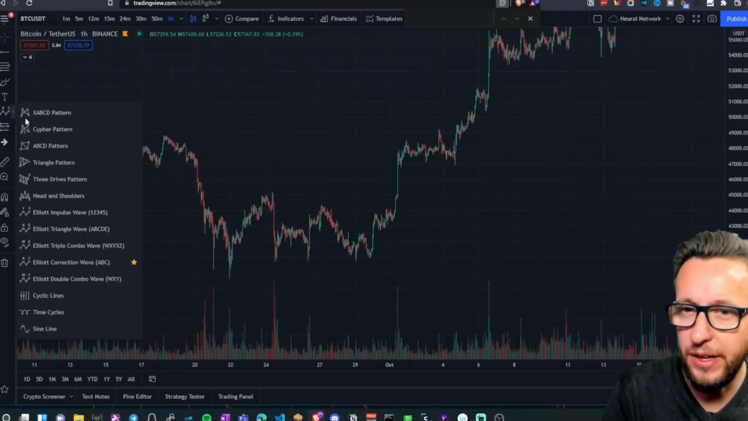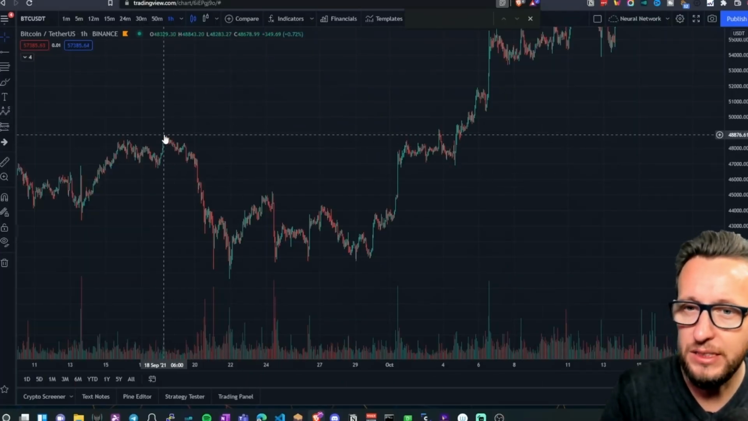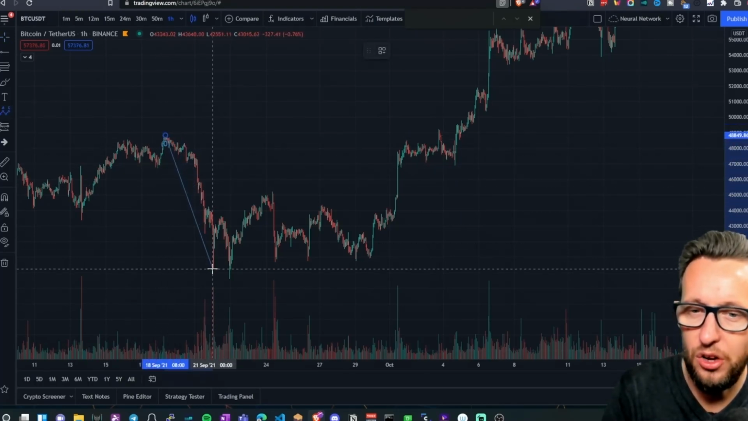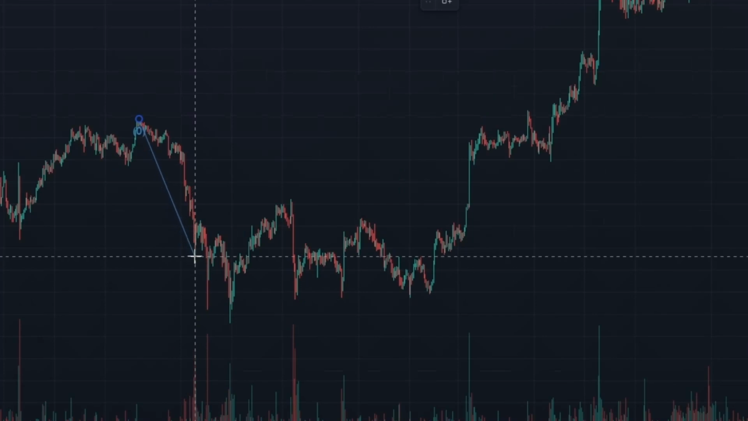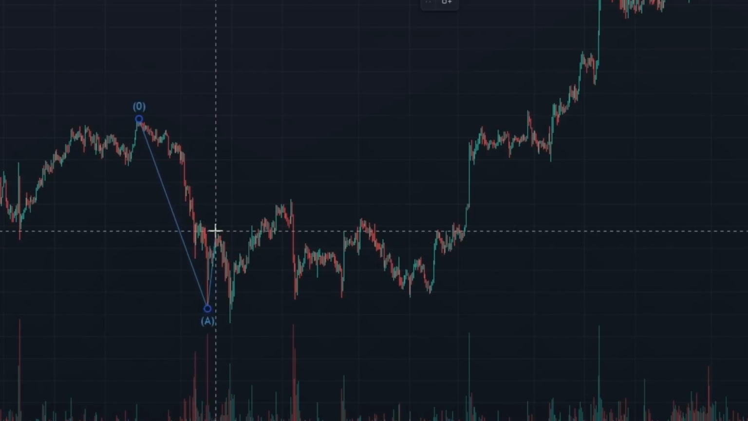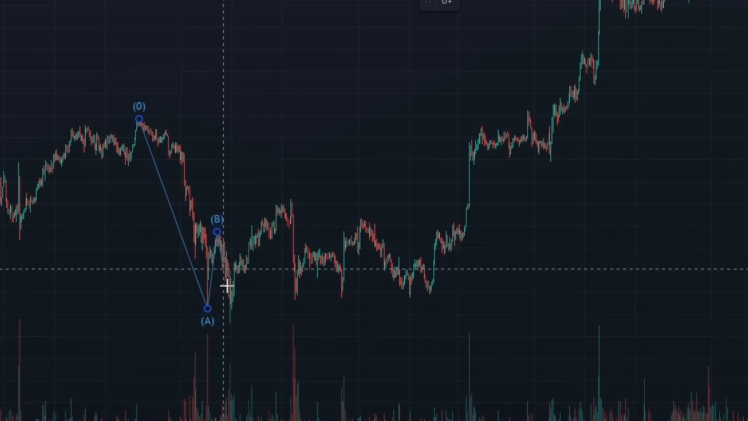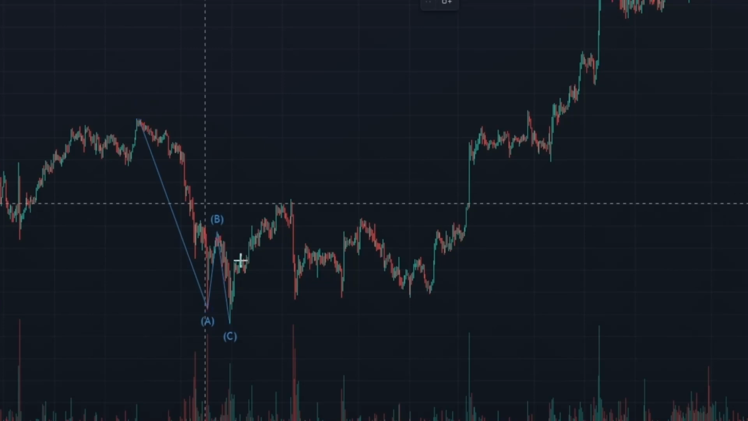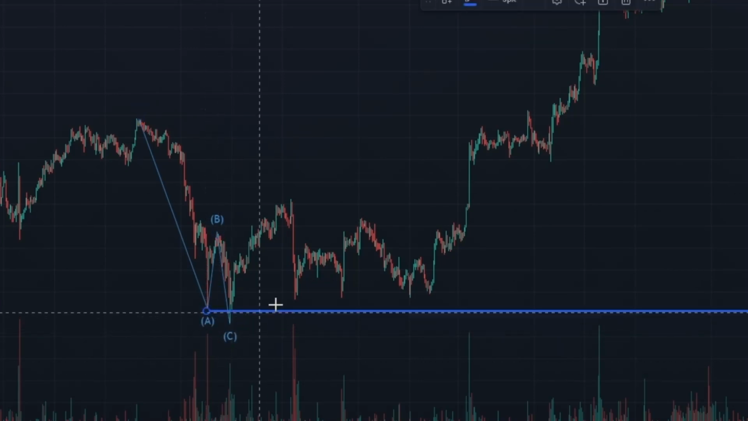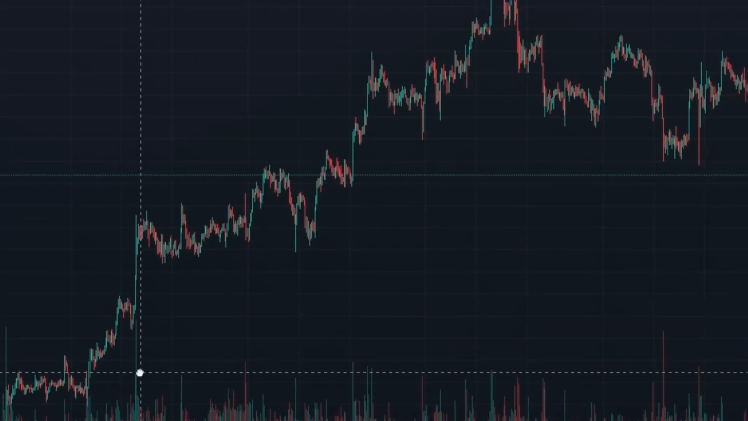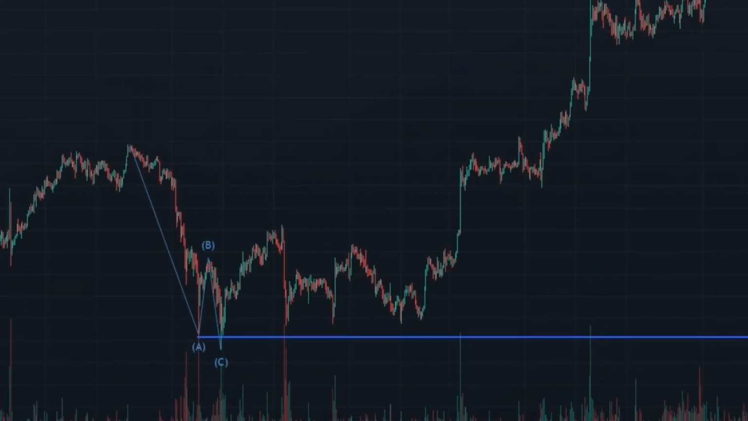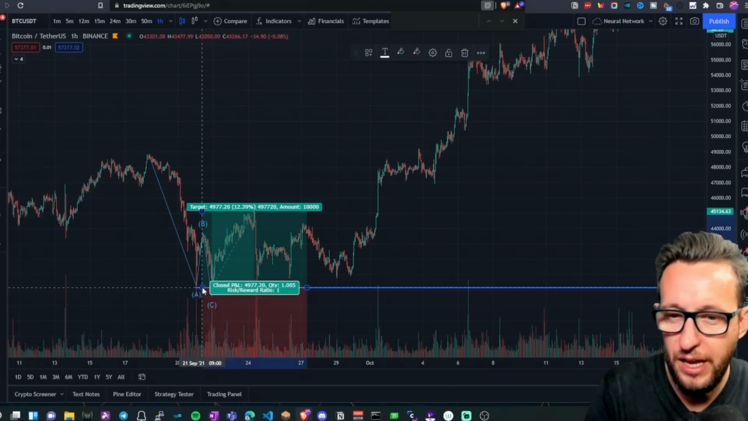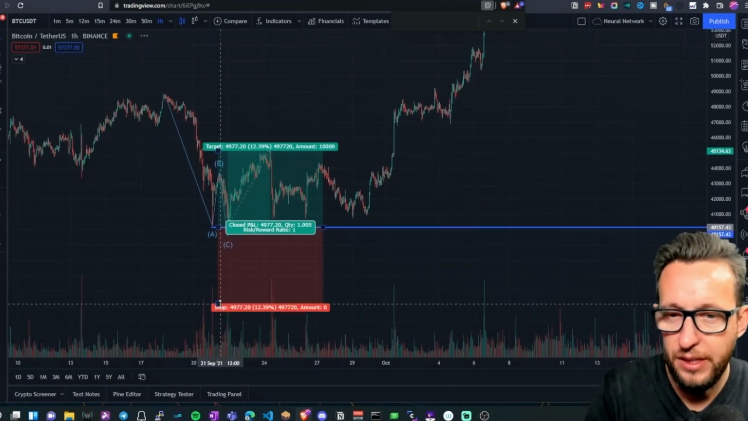Okay, so if I go over here, we add an ABC, so we're up at the top here, and we're going to come all the way down to the lowest low, which would have probably been here or here, and then we come up to create our B. We're coming back down, we've created our C here, so as you can see we would have literally got in at the very bottom of this move just before it goes all the way up and skyrockets.